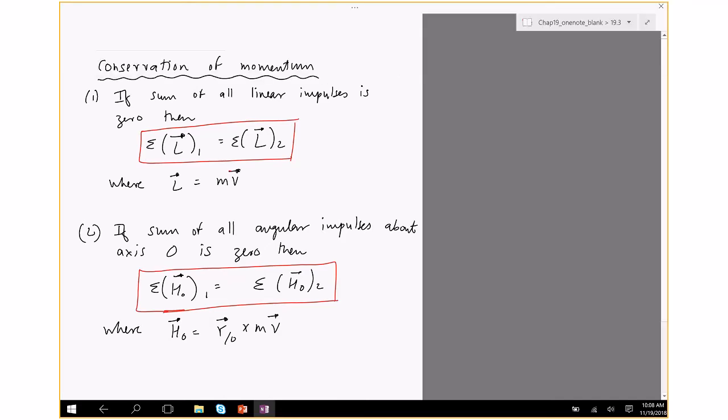So I wrote that as a vector, but really you can do that in the x and y direction. That's the point of writing that L is a vector. Similarly, if the sum of all angular impulses about an axis, let's call that axis O, is zero, then H0, the angular momentum at instance 1, equals the angular momentum at instance 2, where H is the distance from the axis O to the center of mass, cross product with mass times velocity. The expressions are pretty standard. The only new thing here is that the linear and angular momentum are conserved when the sum of forces is zero. Okay, so let's see where these formulas could be applied.